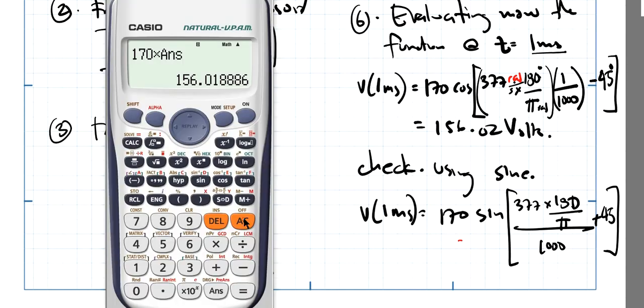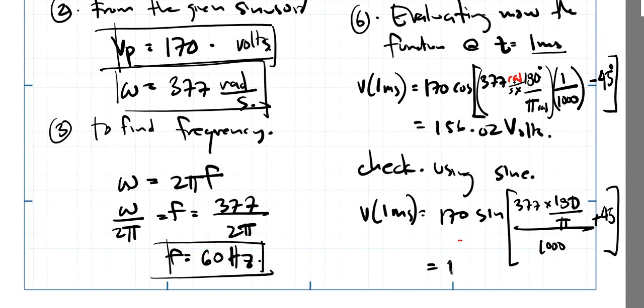Okay, so compute once again. We have 377 times 180 divided by pi, times 1 over 1000, plus 45. Then we take the sine and then times 170, and what we get is 156.02 volts. So it's the same thing again.